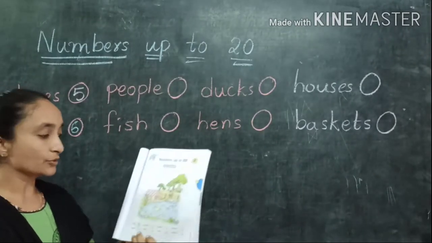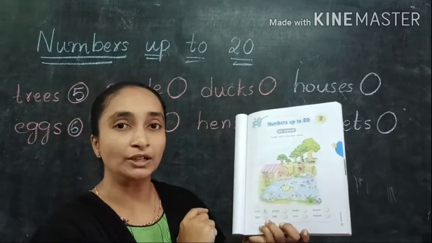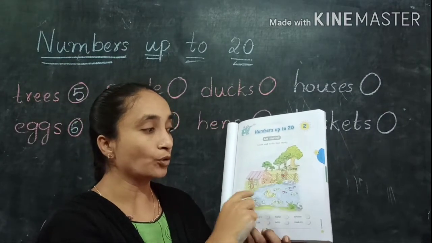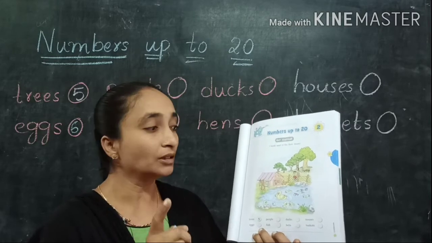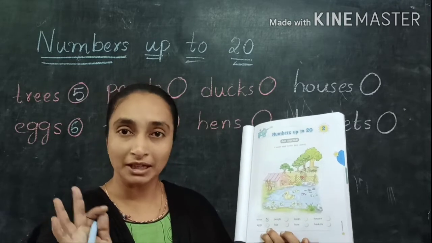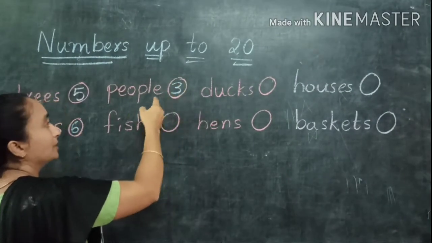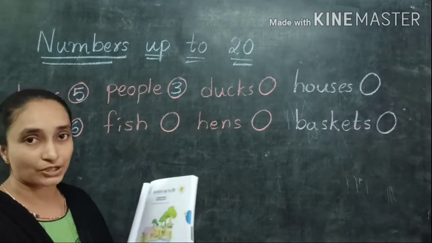And the people. How many people are there in the picture? Here we can see 3 people: one boy, one mother and a father. So a total of 3 people are there. Here we can write 3 people in our picture.